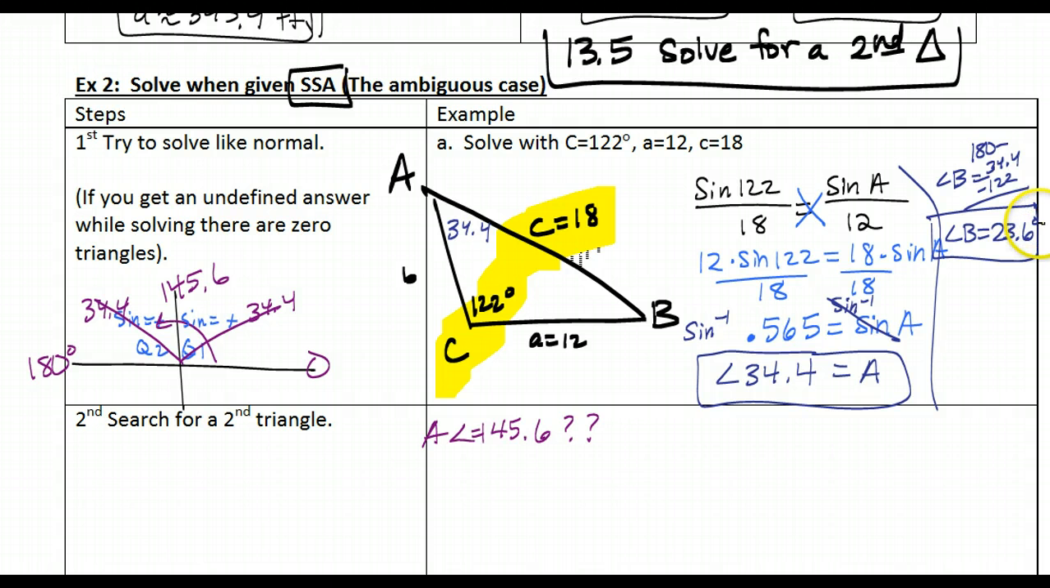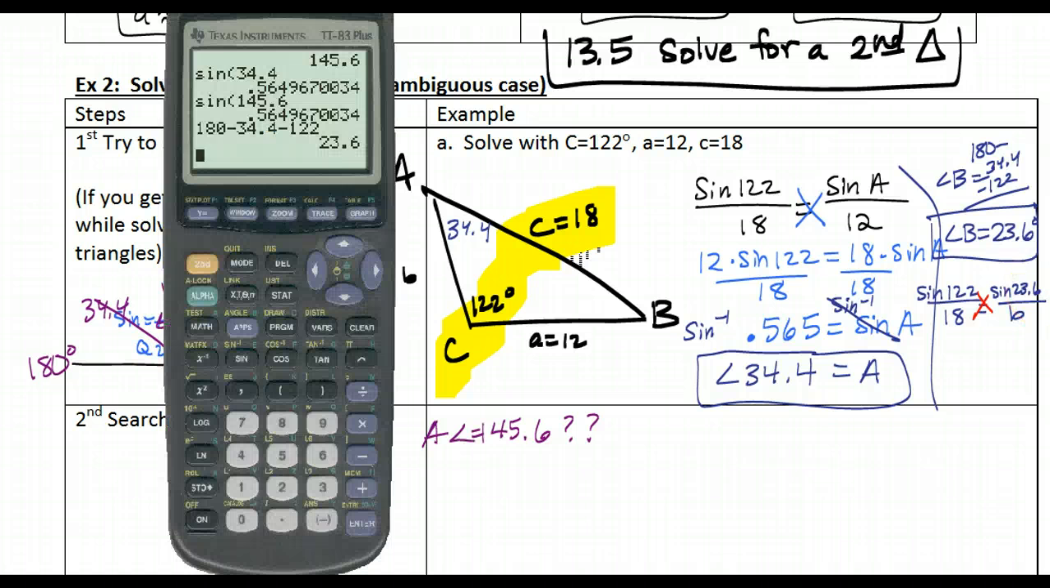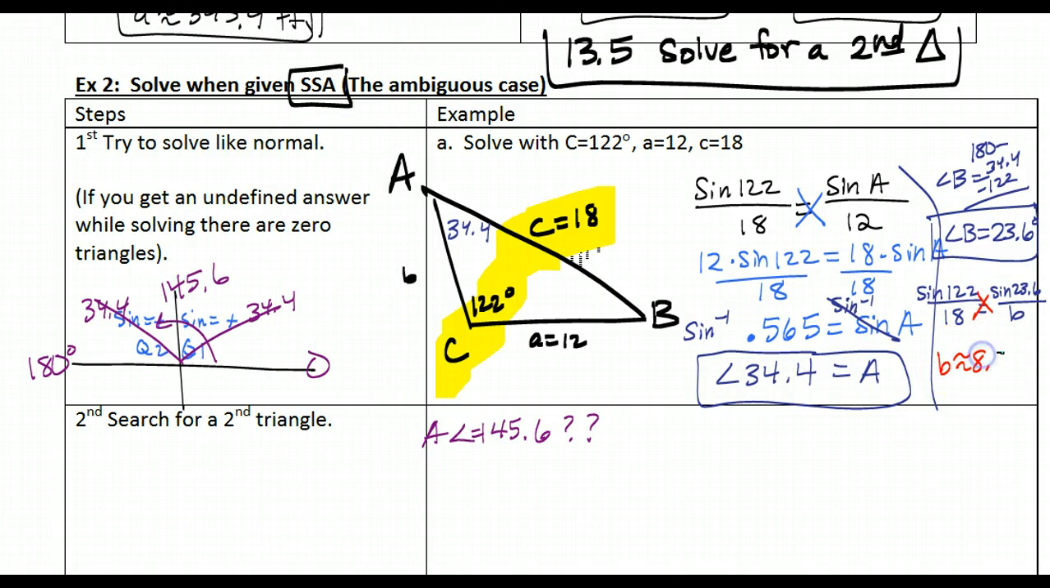I am almost done, but I need to find my side B. Now that I know angle B, let's take my original given angle and side, and I'm going to use sine of 23.6 divided by side B and solve for side B. And now here's me hoping that you are getting the hang of this proportion stuff. So hopefully you know I'm going to do 18 times sine of 23.6, and then I'm going to divide by sine of 122, and I get for side B approximately 8.5.